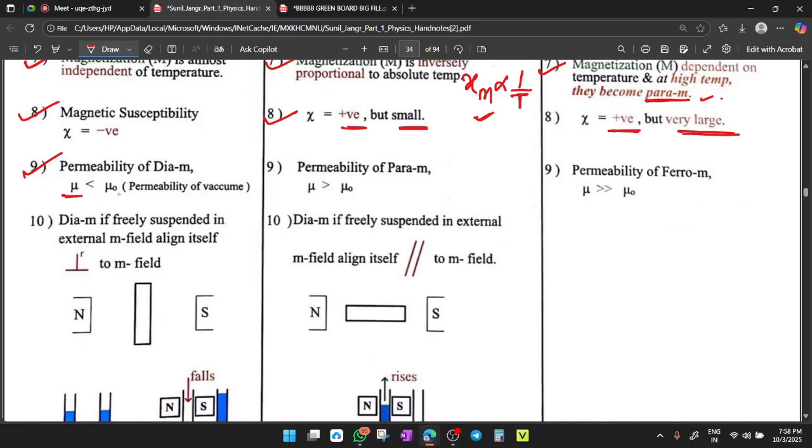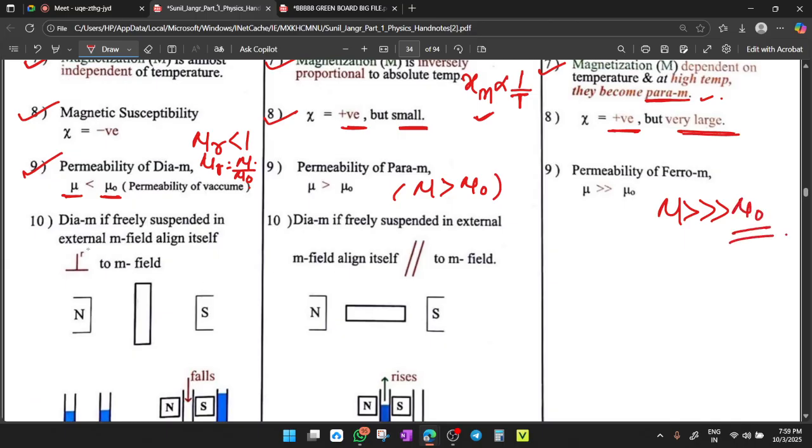Clear, beta? We have already talked about the permeability. Permeability of the material is lesser than mu naught. That's why mu r is less than 1, because mu r equals mu by mu naught. So when the denominator is greater and the material's value is lesser, mu is less than mu naught. So mu r is less than 1. Here, the material has permeability greater than air or vacuum. And here the permeability of the material is very, very much greater than the vacuum. Clear? So three things are there.